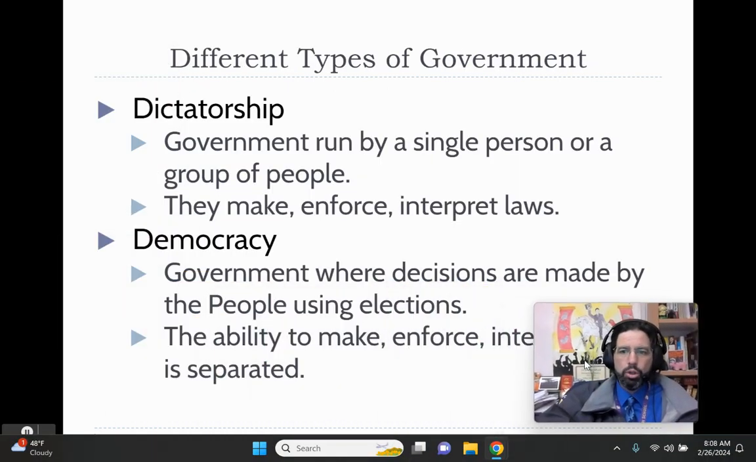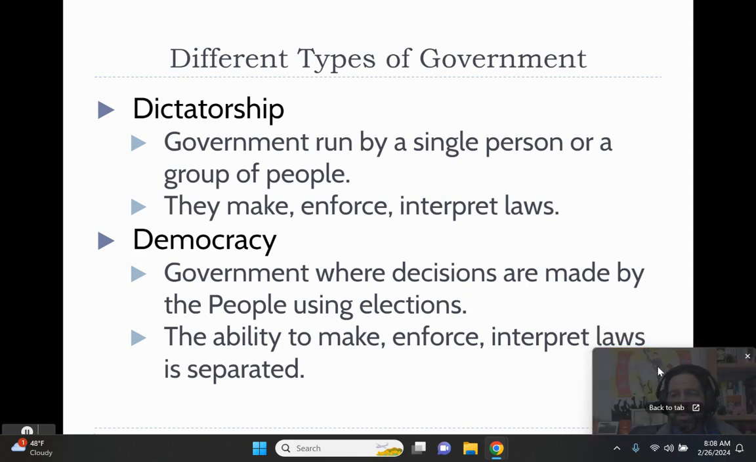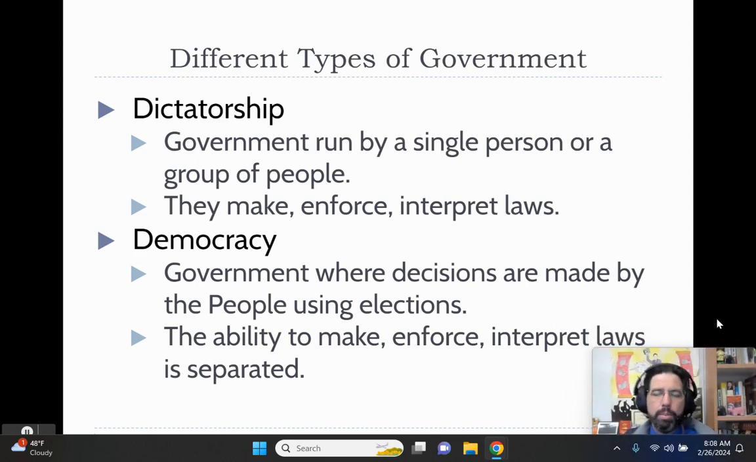Now, there are two primary types of regimes or types of government. They still have all three of these powers, but a different way to run things. So, a dictatorship is a government run by a single person or a group of people. That single person or group makes, enforces, and interprets laws on their own, usually for the benefit of that single person or group of people.